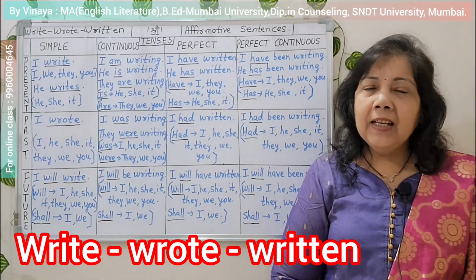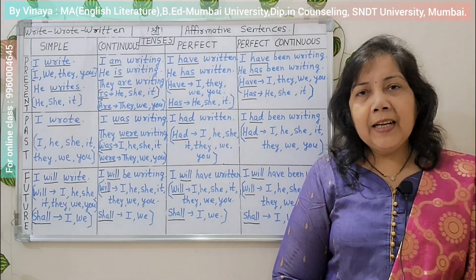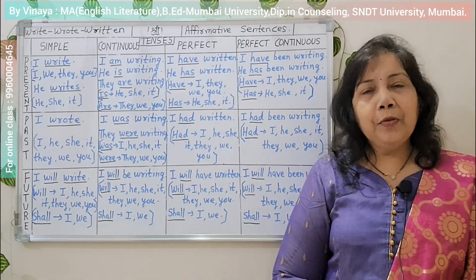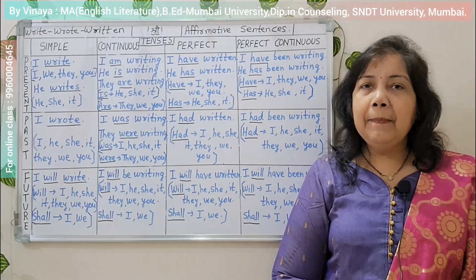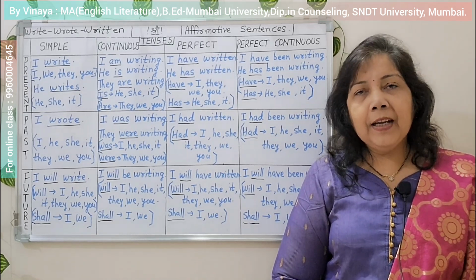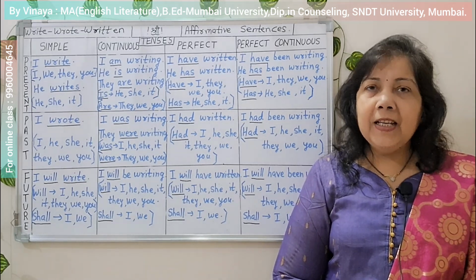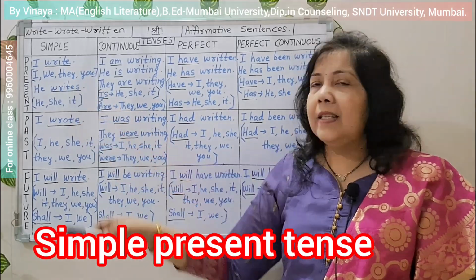So let us begin. There are 3 main tenses in English which you all know: present tense, past tense and future tense. Each tense has 4 kinds, which I hope you also know. The 4 kinds are simple, continuous, perfect and perfect continuous. Let us begin with the first tense, which I have written on the board. The name is simple present tense.